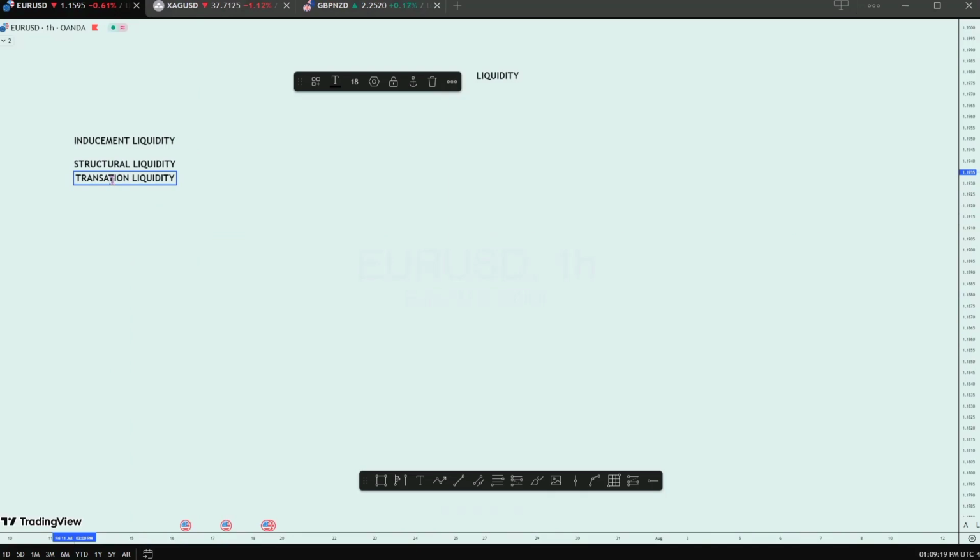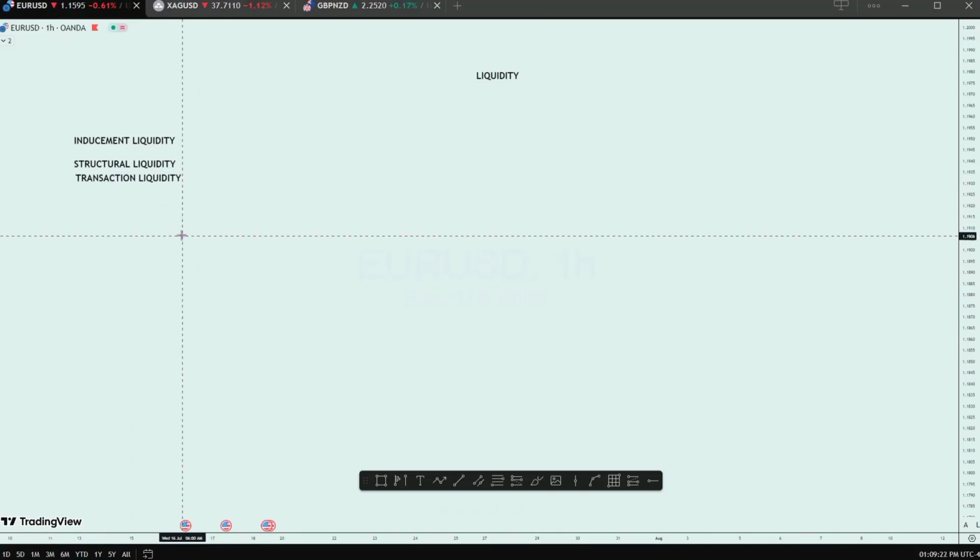So there's supposed to be a C here. We have transactional liquidity.